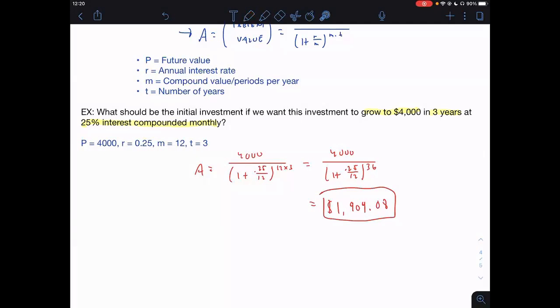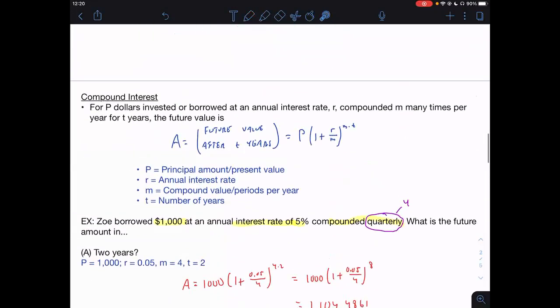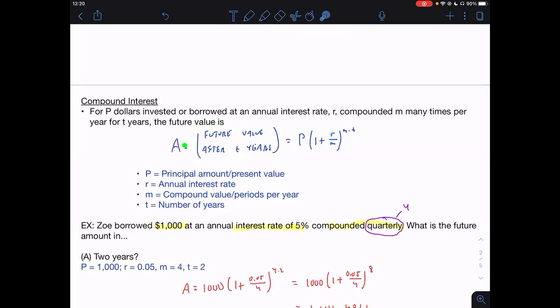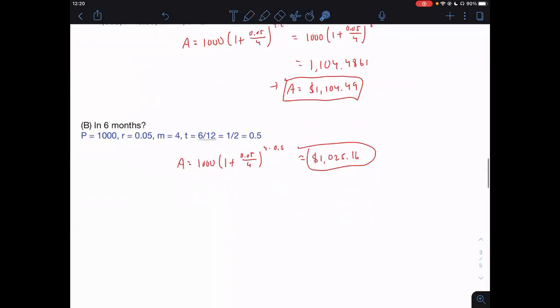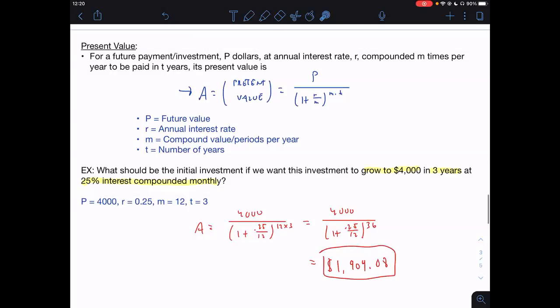Okay, so for the future value, if we want to calculate the future value, we use a regular compound interest formula. If we want to calculate the present value, then we use pretty much the reciprocal of that, where we have P divided by our exponential expression.